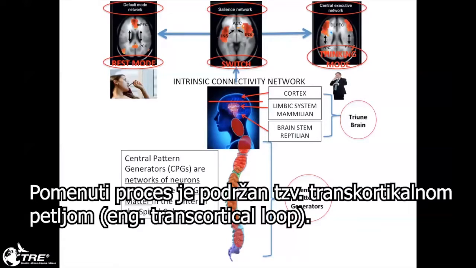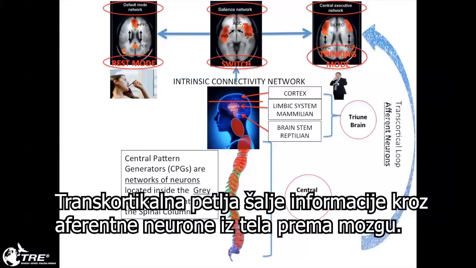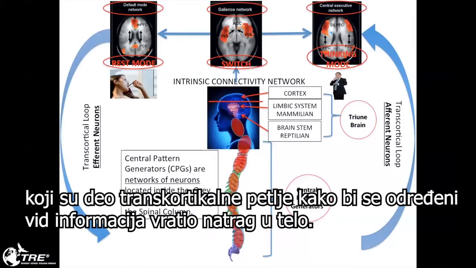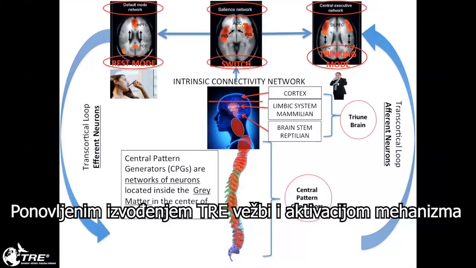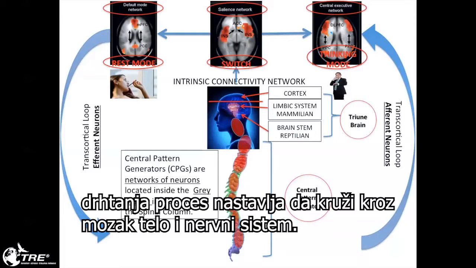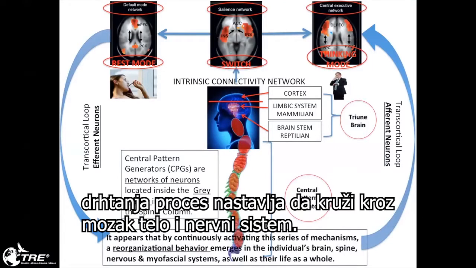Now, this entire process is assisted by what's called the transcortical loop. The transcortical loop sends information through afferent neurons from the body to the brain. And the brain's response is to use efferent neurons as part of the transcortical loop to return some type of information back into the body. And by repeating the exercises and activating the tremor mechanism, this entire activity continues to loop its way around through the brain and the body and the nervous system.